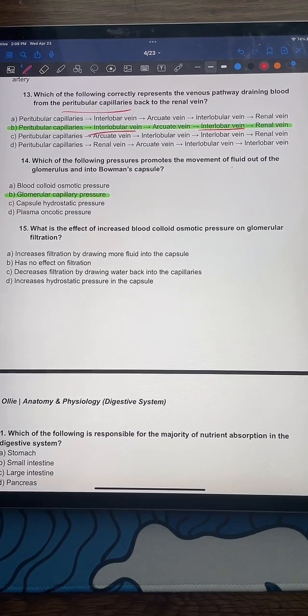Answer choice A, blood colloid osmotic pressure, also referred to as oncotic pressure. That's created by proteins like albumin in the blood. It would oppose filtration, essentially because water would pull back into the capillaries, which would counteract what we're trying to do here from this question. Answer choice C, capsule hydrostatic pressure. This is the pressure that is exerted by the filtrate that has already accumulated in the Bowman's capsule. So that pressure would oppose filtration. And D, plasma oncotic pressure. This is the same as blood colloid osmotic pressure, as mentioned in answer choice A.